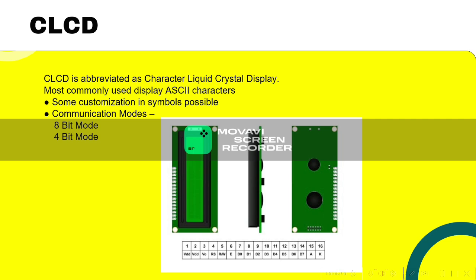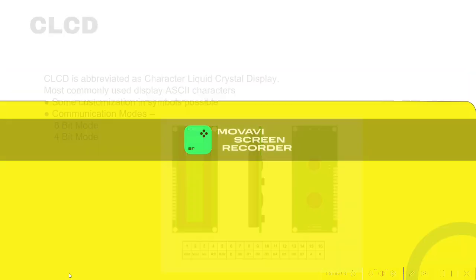There are two types of communication modes, 8-bit mode and 4-bit mode, of a CLCD.